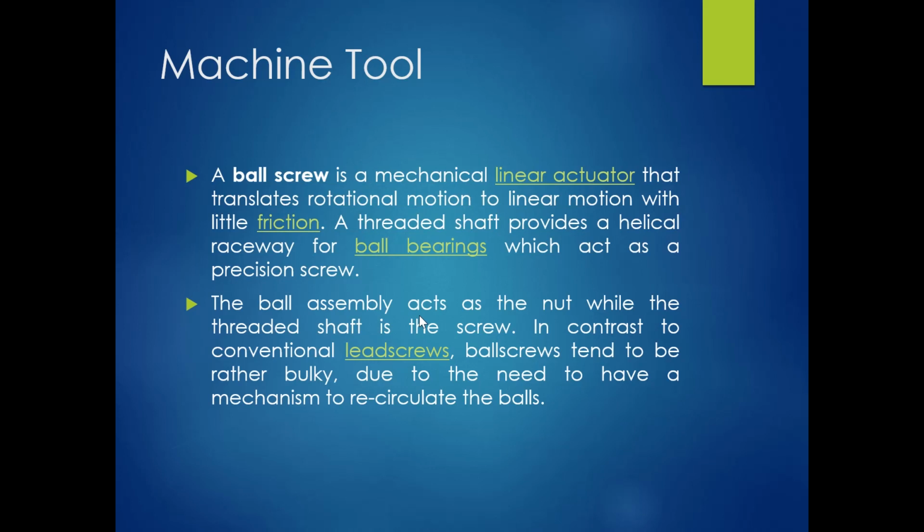The ball assembly acts as the nut, while the threaded shaft is the screw. In contrast to conventional lead screws, ball screws tend to be rather bulky due to the need to have a mechanism to recirculate the balls.